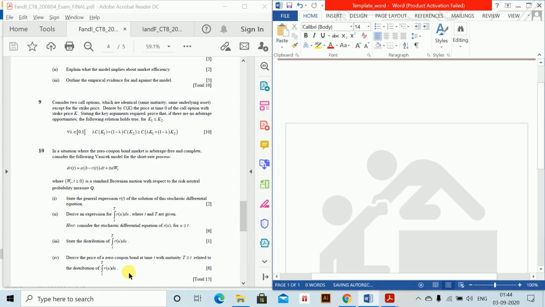Derivatives. Consider two call options which are identical, same maturity and same underlying except for the strike price. Denote by C_K the price at time 0 of the call option with strike price K. Stating the key arguments required, prove that if there is no arbitrage opportunity, the following relation holds. Okay, so this relation we have to show.